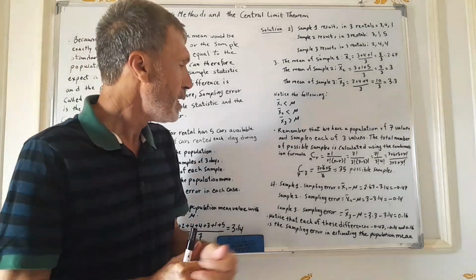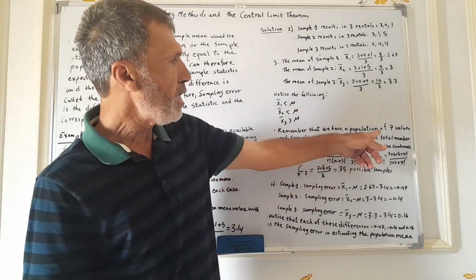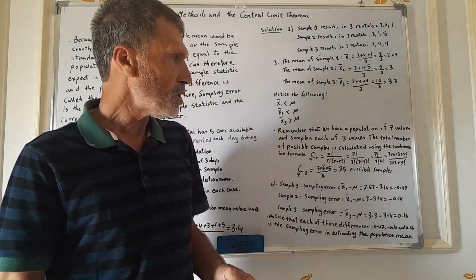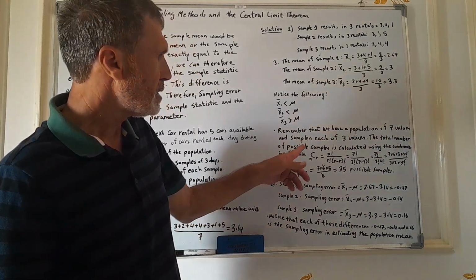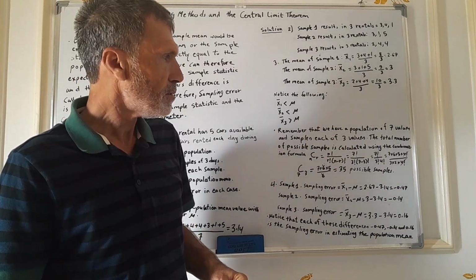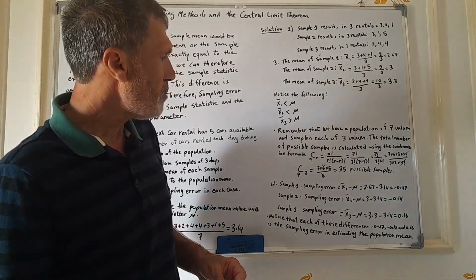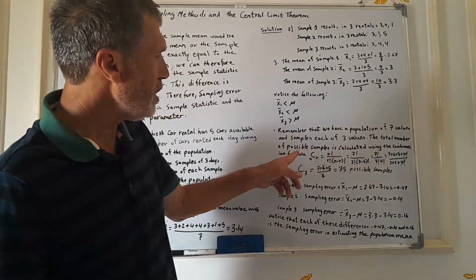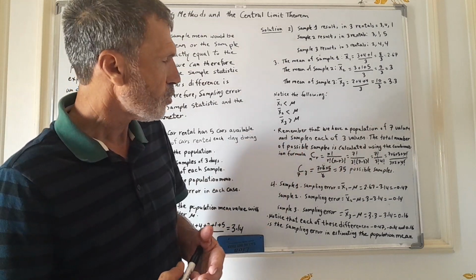Great. Now, remember that we have a population of 7 values, and samples each of 3 values. The total number of possible samples is calculated using the combination formula. Okay?